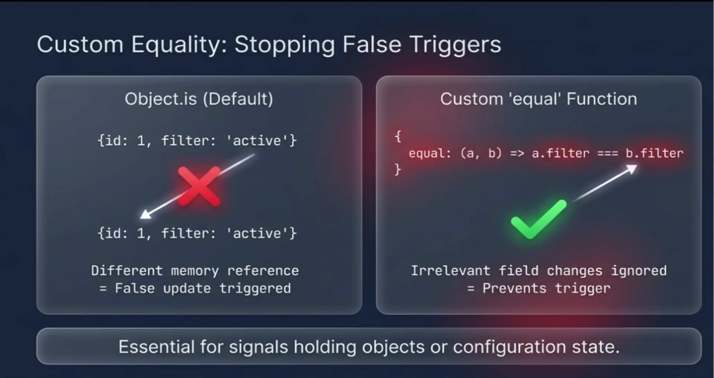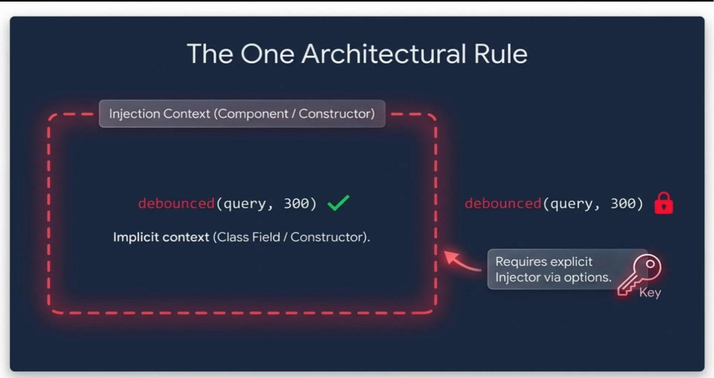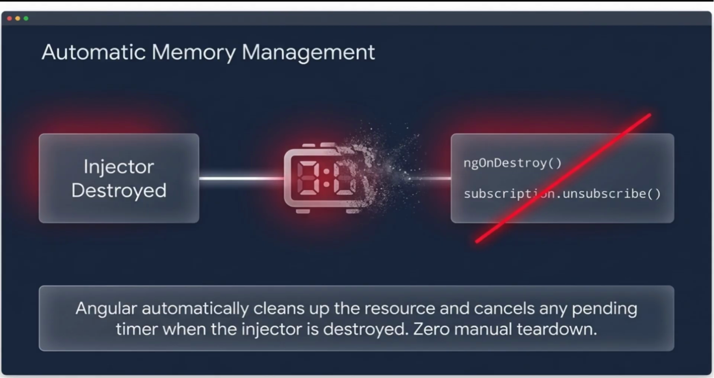Now this debounced function should not be called inside ngOnInit or inside any method. It should only be called inside an injection context, which means a class field or inside a constructor. You cannot call it inside ngOnInit or any method of your component.